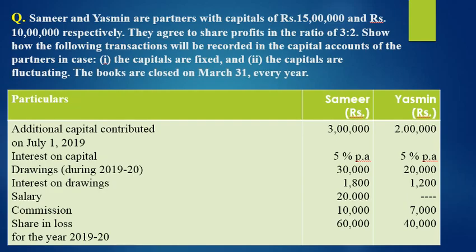So that was all about capital account in theory, in detail in the format, and unless we understand it in a question, all that is not applicable with your understanding. So here is a question. Take care. Samir and Yasmin are partners with capital of rupees 15 lakh and rupees 10 lakh respectively. They agree to share profits in the ratio of 3:2. Show how the following transactions will be recorded in the capital accounts of the partners in case the capitals are fixed and when the capitals are fluctuating. The books are closed on 31st March every year.